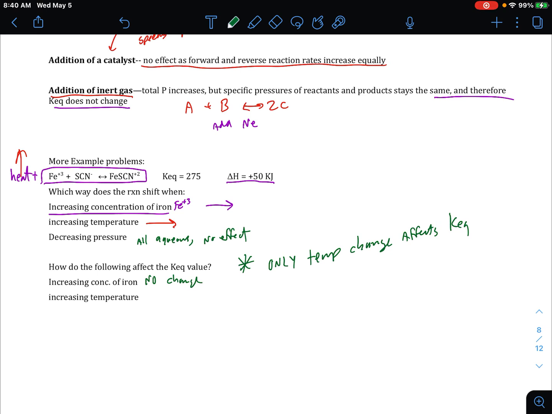But if we increase the temperature, we have observed that this is going to push it forward. And if it's pushing it forward, that means we're increasing the product and decreasing the reactant. And only temperature changes can change KEQ. So as a result of this, we're going to have a higher KEQ value. And that is the only way to change it, is by changing the temperature. It doesn't matter if it's endothermic or exothermic, changing the temperature will change the KEQ value.